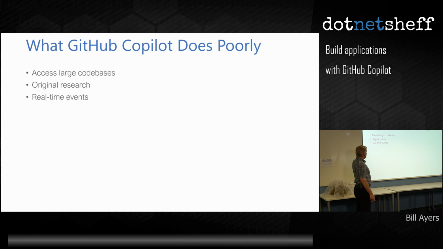GitHub's Copilot is not so good at very large code bases. If you've got a huge code base, then eventually there's a limit to the context window, and you will exhaust that. If you give it too much information, that can have a negative effect, the same way as not giving it enough information. Sometimes you need to narrow down the amount of information.